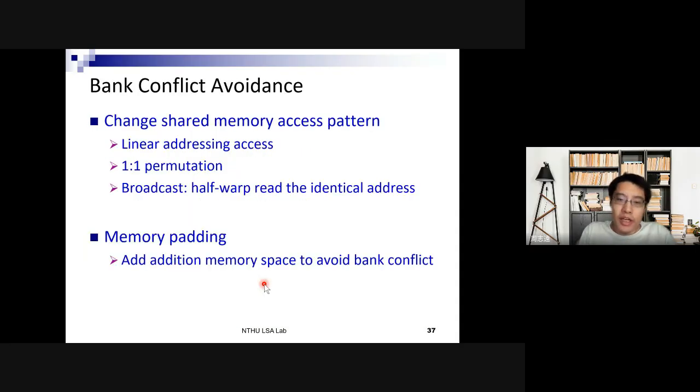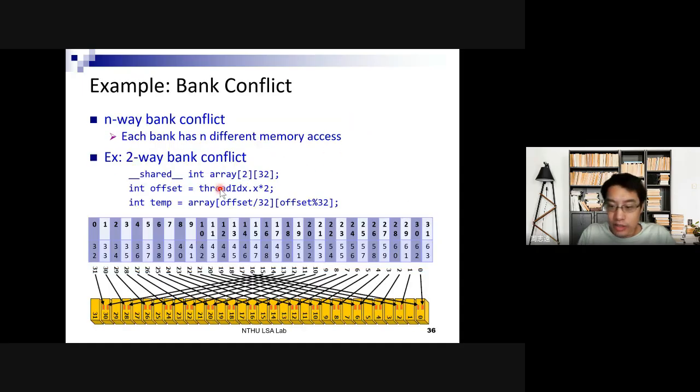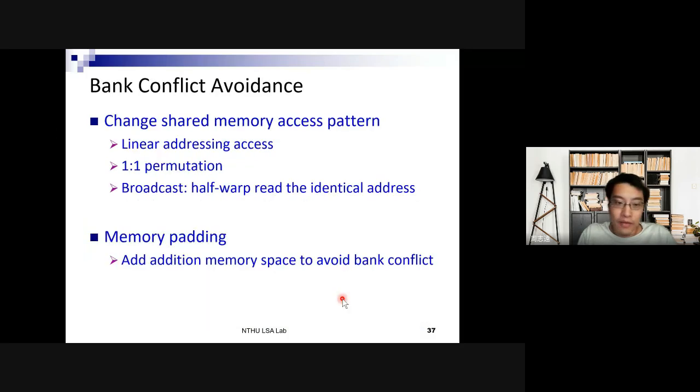Okay, so in general, how do we avoid that? First, try to have linear addressing accesses. Don't try to have a strided addressing like this. This is striding because it jumps every two elements. So if we could access with a step of one, it is possible to avoid bank conflict.